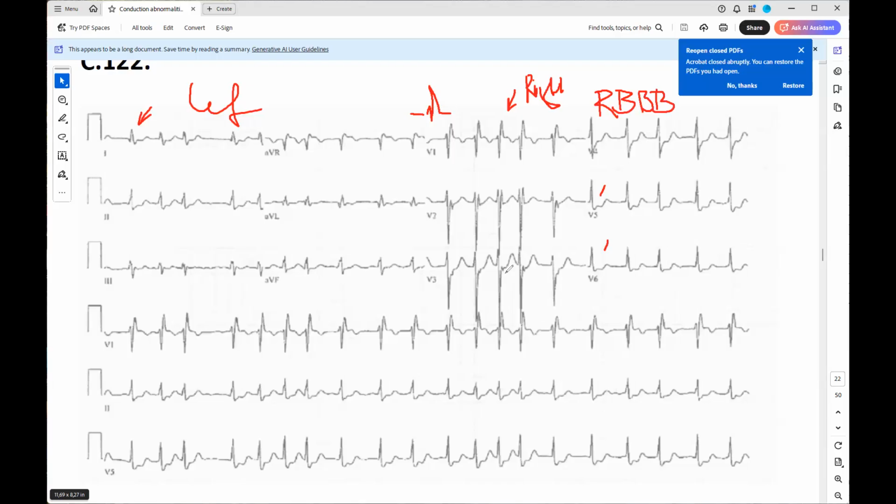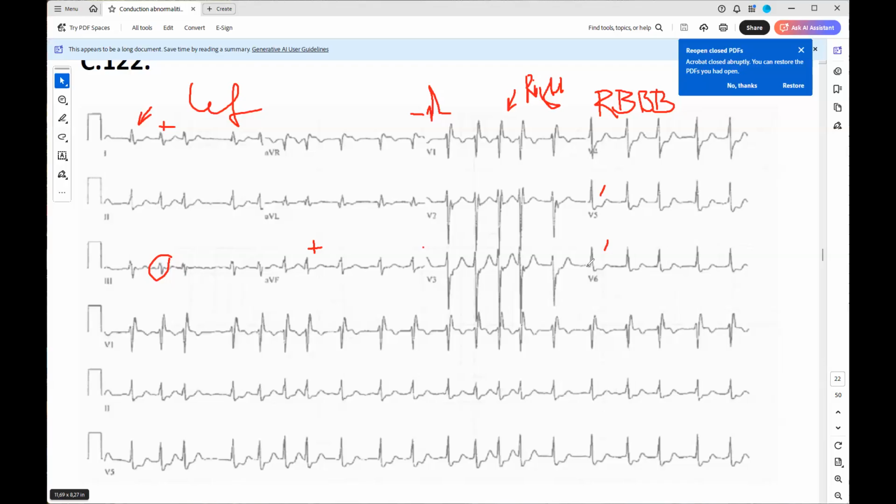Okay, axis. Lead number 1 is positive. aVF is positive, so that's normal. Lead number 3 is almost equiphasic, so this is close to 30, okay? So the axis is around 30. Correct? Professor, I thought it was almost closer to 50. Could you explain how you calculated the 30 degrees?